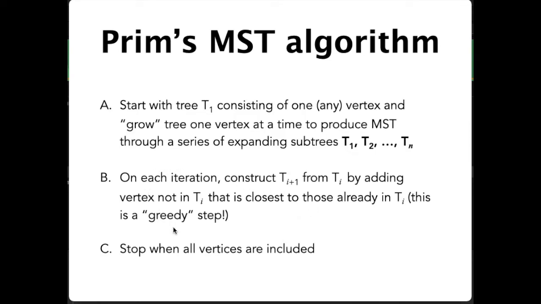So in this part of the algorithm, this is the greedy step because we are trying to get the local optimal solution by choosing the vertex closest to the previous version of the tree. And then, you stop when all vertices are included. So, mag-stop tayo at T sub n if all vertices are already included in the tree.